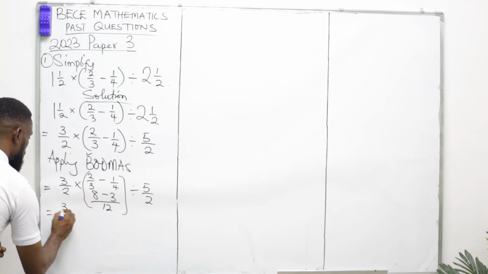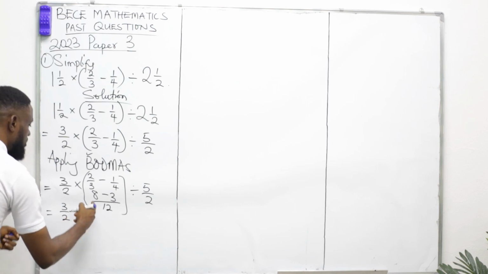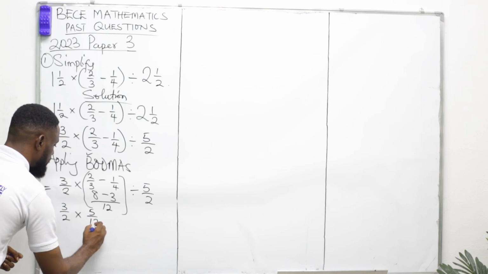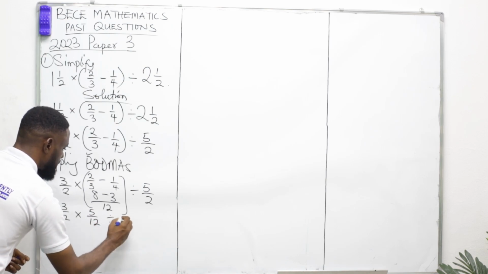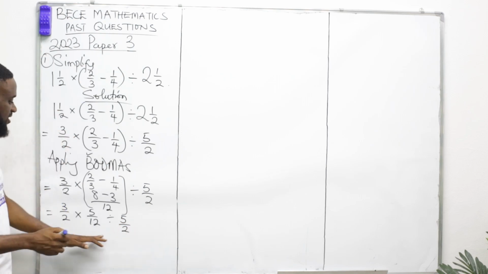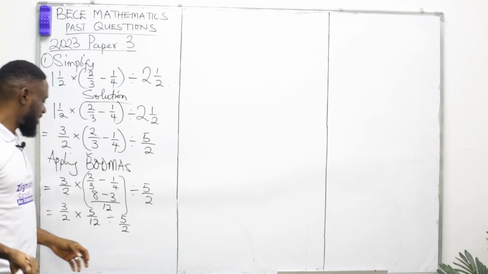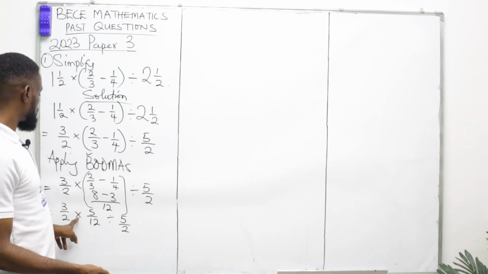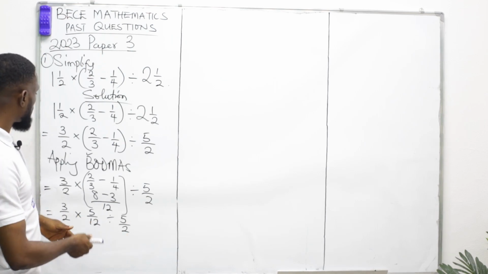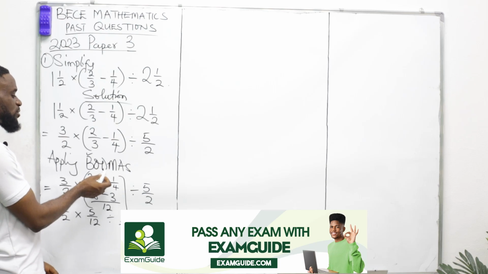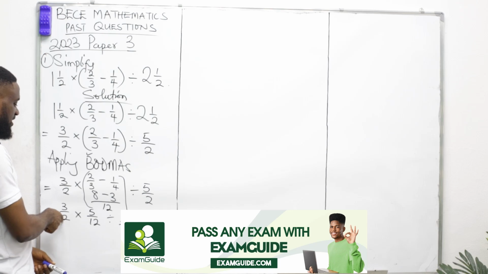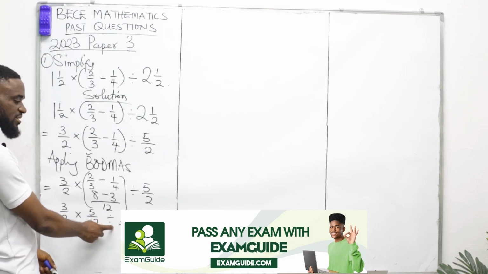So this is 3 over 2 times 8 minus 3, which is 5. So this is 5 over 12, divided by 5 all over 2. So this is the point we are now. So we go back again. Now we have multiplication and we have division, right? So in BODMAS again, bracket of what comes first? Division before multiplication. So before we do 3 times 5 and this, we must simplify this, all right?